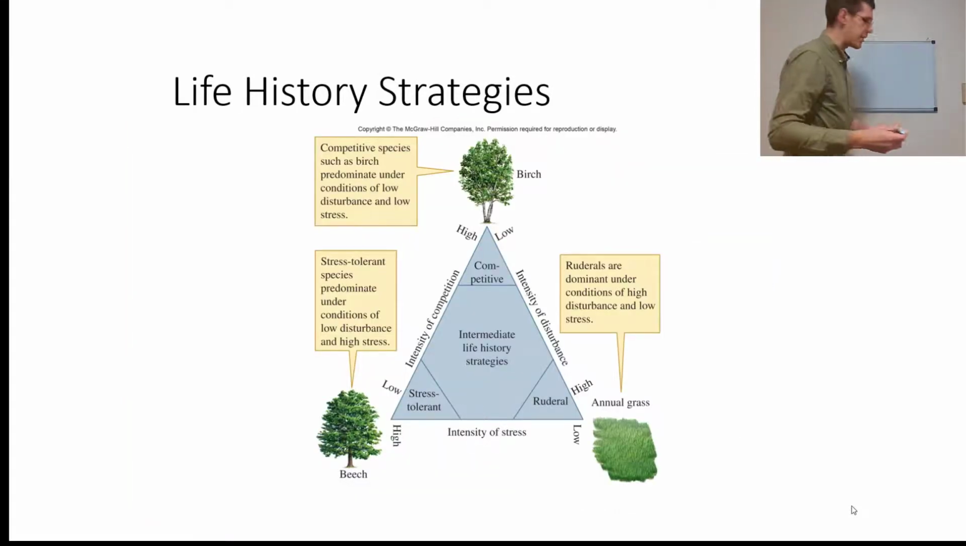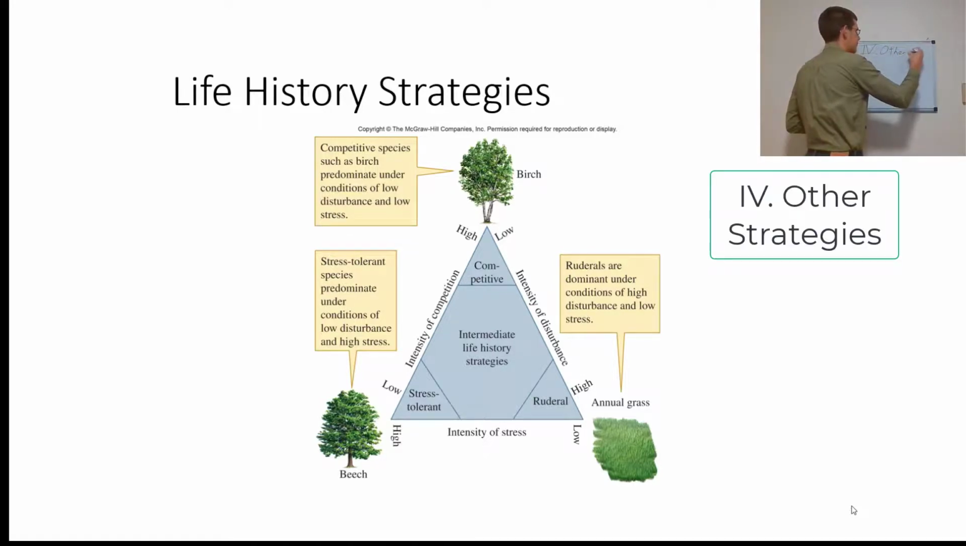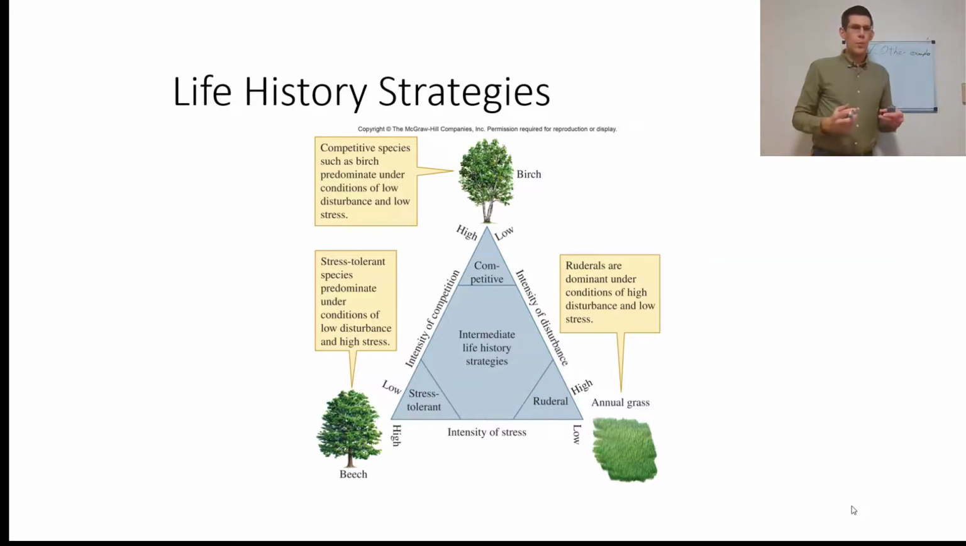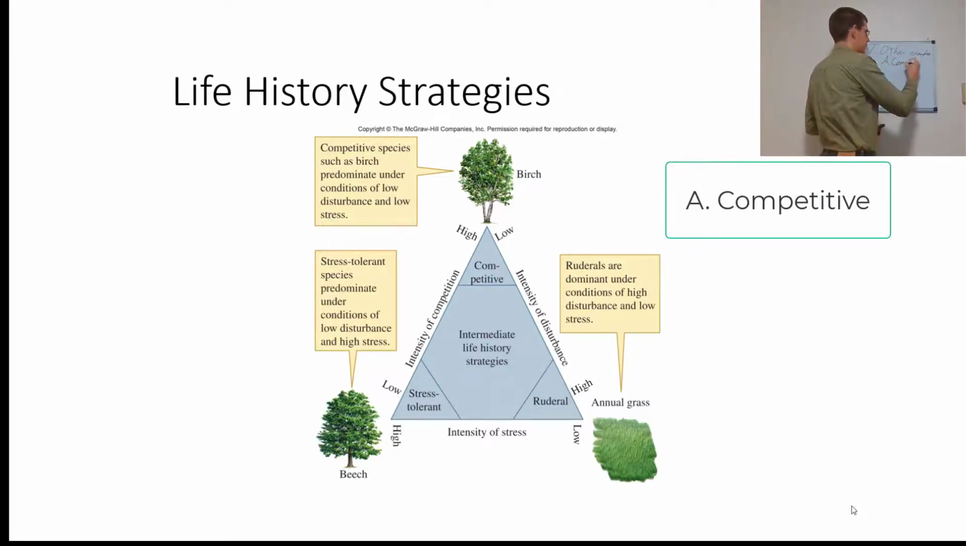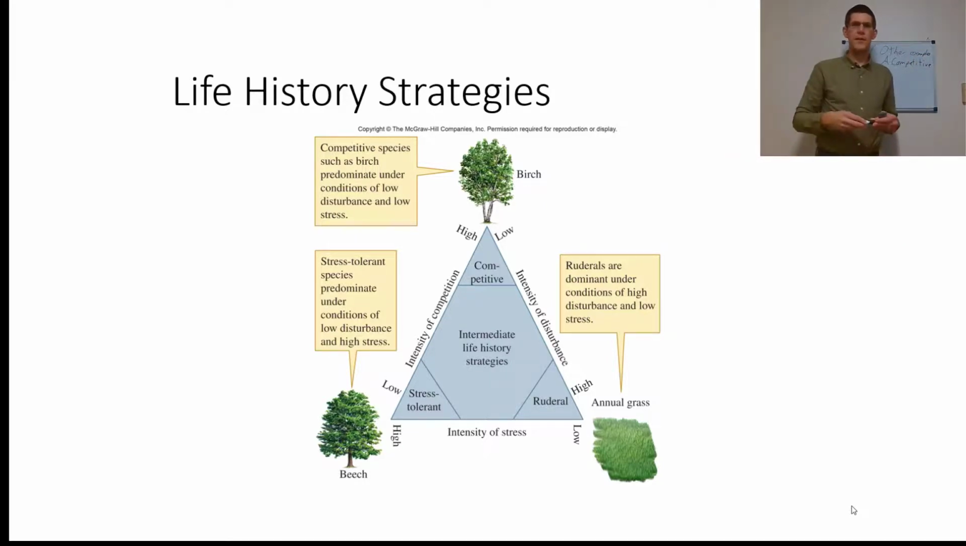And we have other life history strategies, some other examples specific to plants. We've seen this periodic, opportunistic, and equilibrium species, but let's look at it in terms of stress and competition here. First up would be your competitive plants. For that you'd think something like birch. Low disturbance, low stress, and that's where they'll dominate.